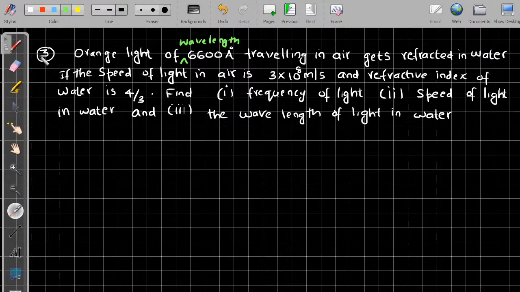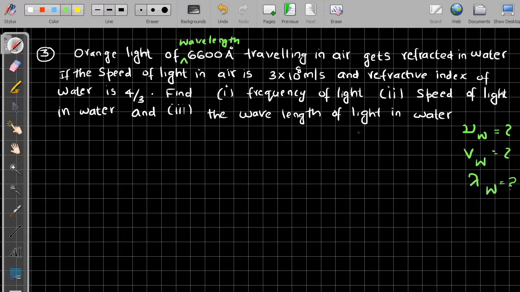So what is to be found out here? You want to find out the frequency of light, speed of light in water, then the wavelength of light in water. These three values you have to find out. It's a very simple problem. All you have to do is apply the proper concepts here. Okay, now let's write down what all things are given here.